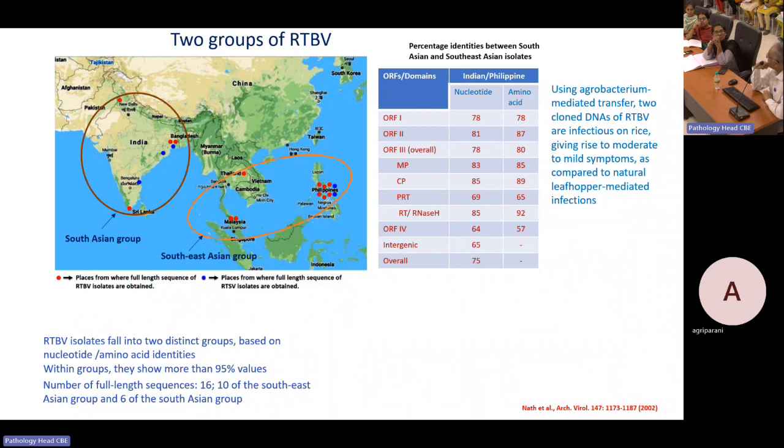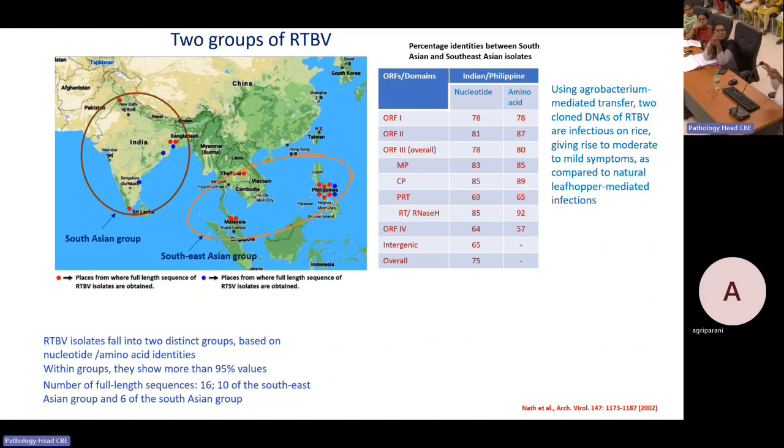intensively in the Philippines. And of course, in TNAU, then in West Bengal, in IARI, in Delhi, various places in Hyderabad, DRR Hyderabad, in Cuttack, where the Rice Research Institute is. So we currently have, what I have written on the bottom, 16 full-length sequences of RTBV in the database. And 10 of them are from Southeast Asia, that orange circle, and 6 of them from South Asia, including our country, which is that brown circle there.